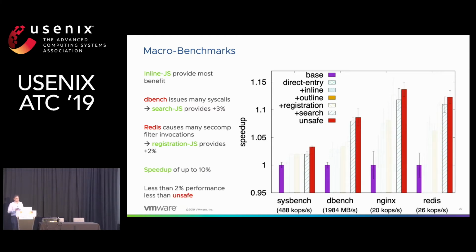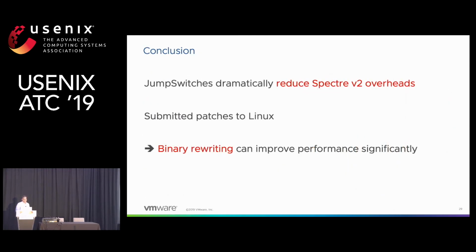Eventually, we get a speedup of up to 10% performance improvement, and we are less than 2% slower than unsafe. So as we saw, jump switches dramatically reduce the Spectre v2 overheads. We submitted patches to Linux, not of all of our work, and we are waiting for some things to resolve. And I think it is interesting to see that binary rewriting, although it is many times said to be superseded by virtualization and other solutions, can still improve performance significantly in some cases.